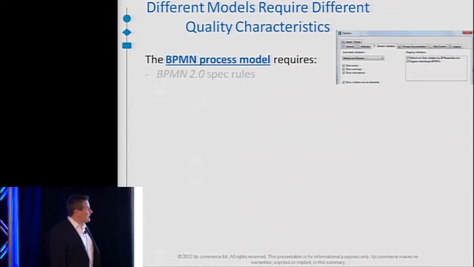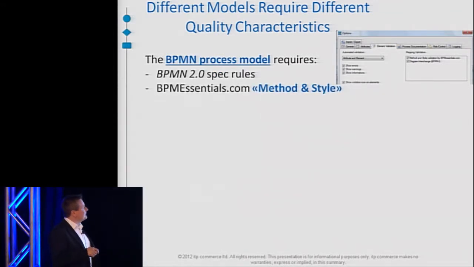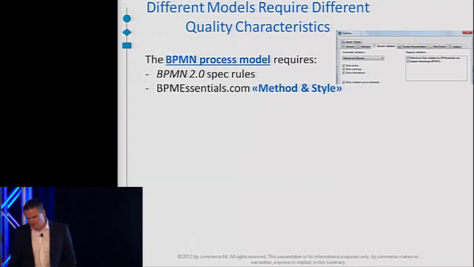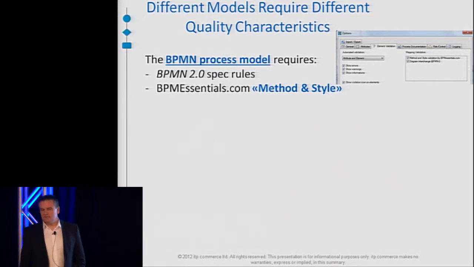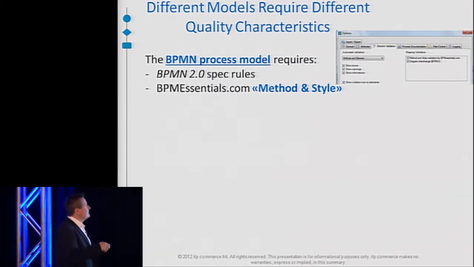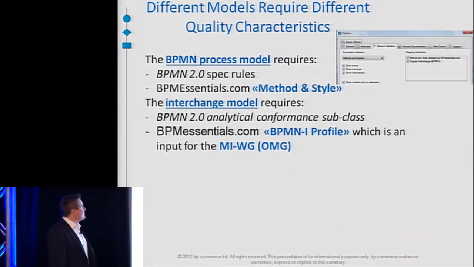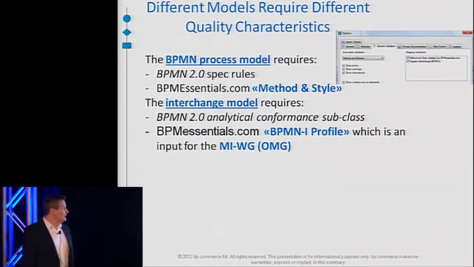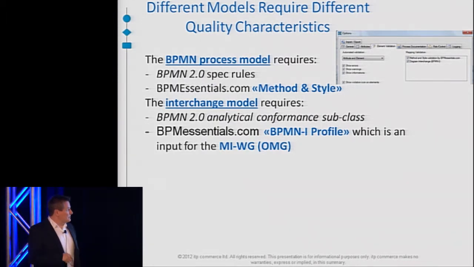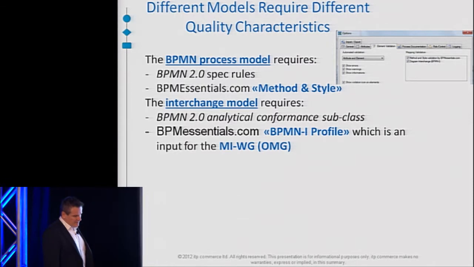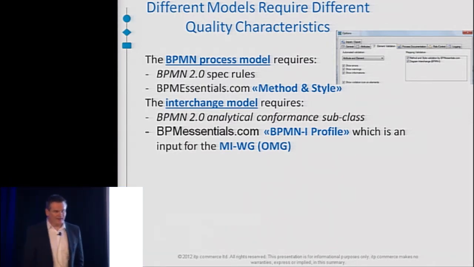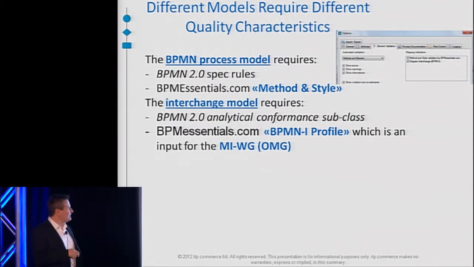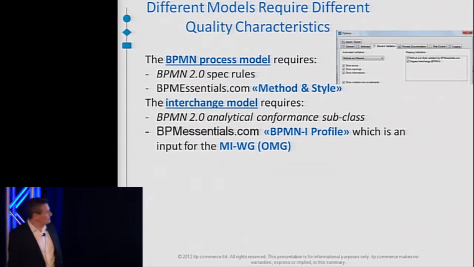Okay, the characteristics of such quality. For the process model, from the form picture, we can make some validation here. Let's say the BPM Method and Style rules would be checked, and of course the specification. The interchange model requires a little bit more. The analytic subclass as a base would be great if it can support at least this one, probably not 100%, or the BPMI profile, which is now going to the MI, as I learned today from you. So we will probably have a good base for the future.